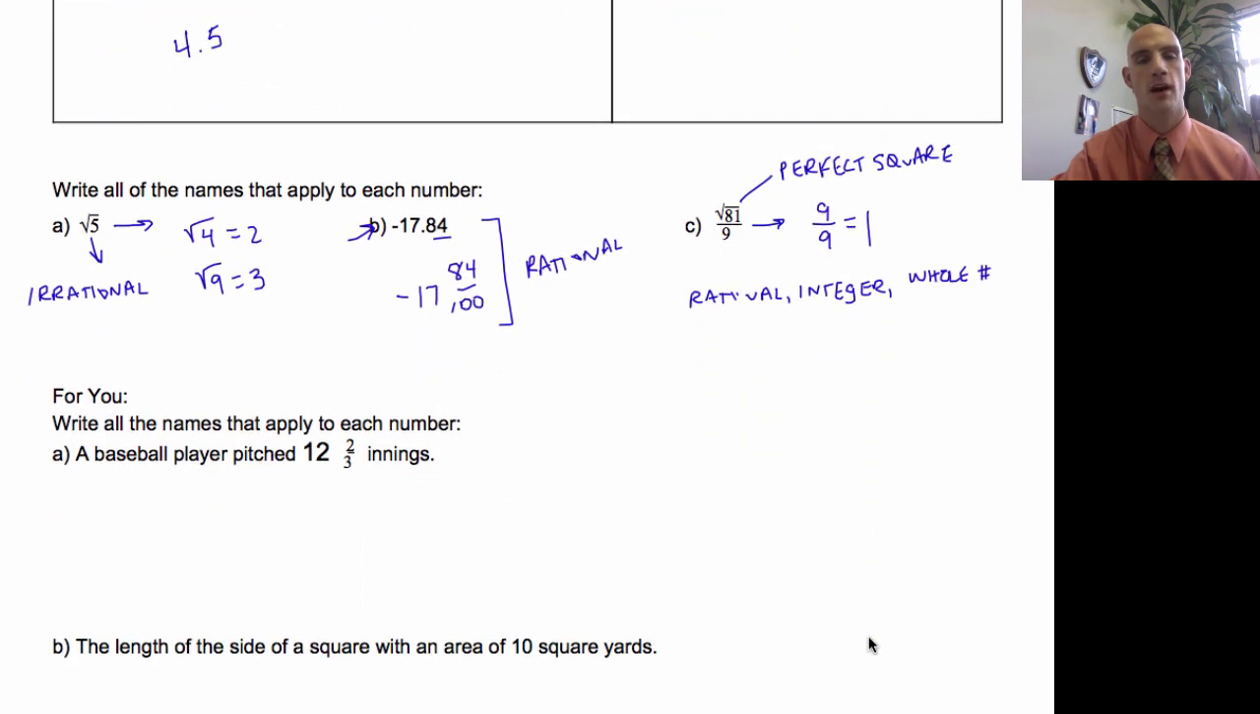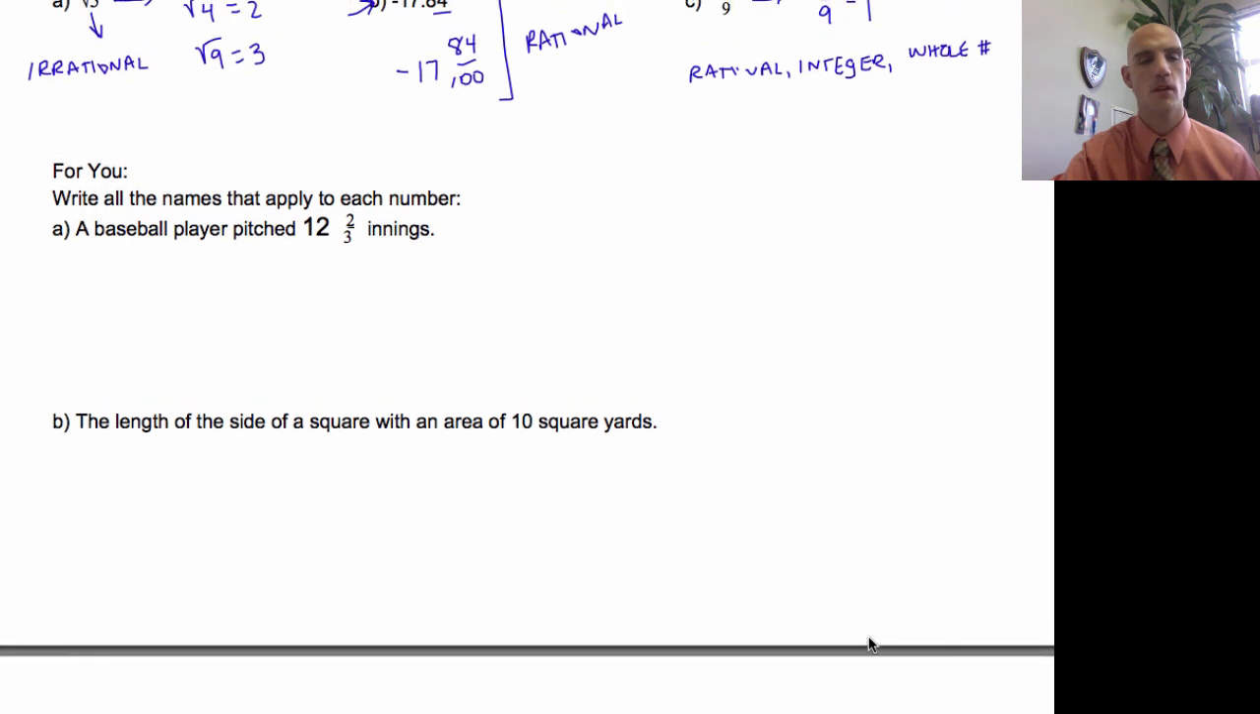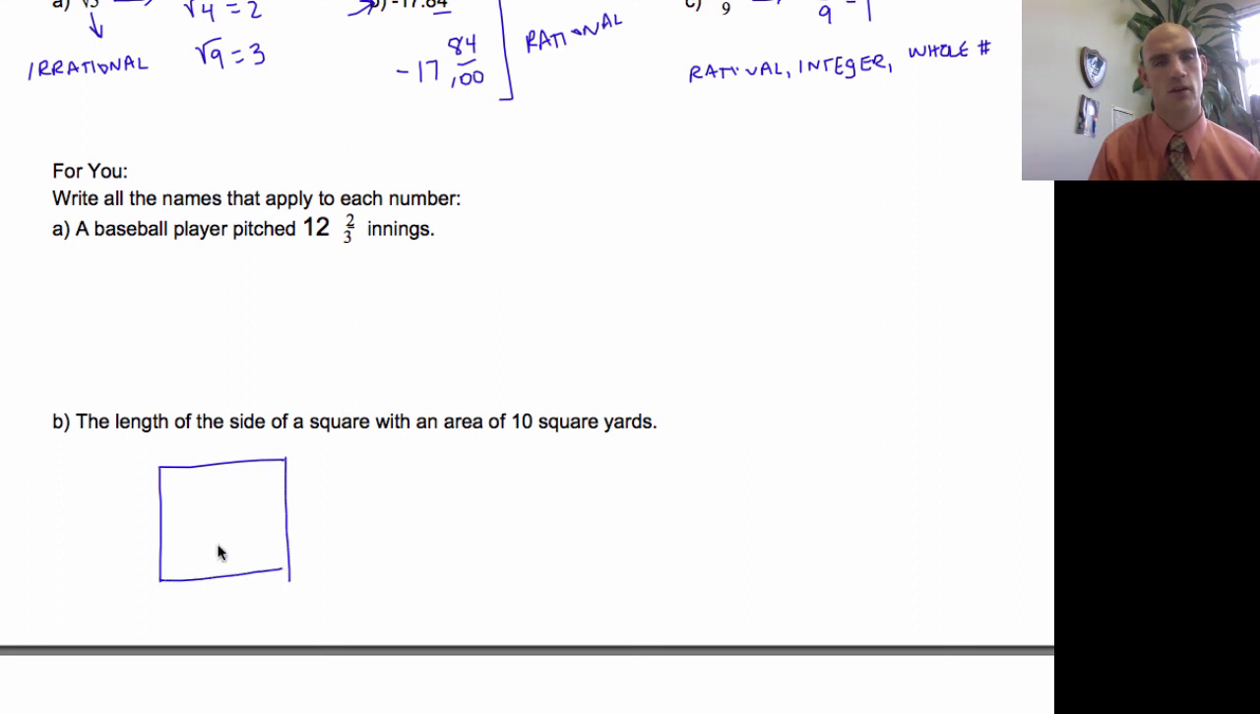Okay? I want you to try these next two on your own and see what you come up with, and we're going to talk about them in class. So a baseball player pitched 12 2/3 innings, and the length of the side of a square with an area of 10 square yards. I actually want to draw a picture of that for you. So we could think of it like this. It's a square, and the area equals 10 yards squared.